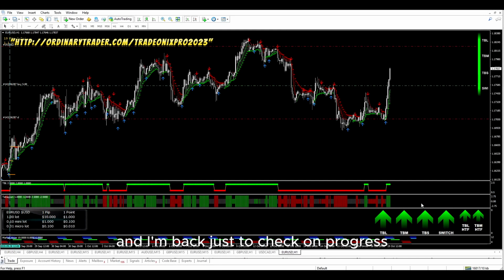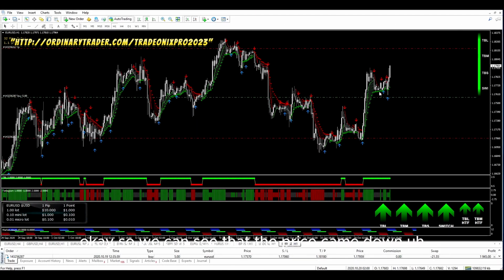And I'm back just to check on progress, and I see price is moving nicely upward, and all the signals are still in alignment, so I'll be back to check on it again. Okay, so we can see that the price came down, but is now heading back up again, and all our indicators are still showing upward momentum, still aiming for this point here, the take profit target. So we'll come back and have a look at this again.